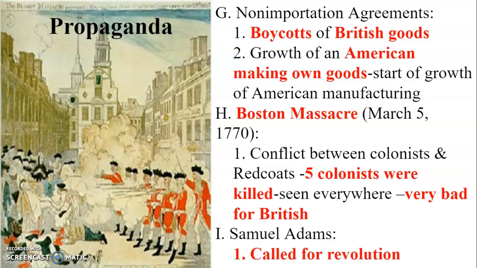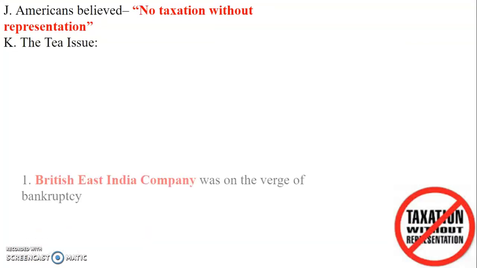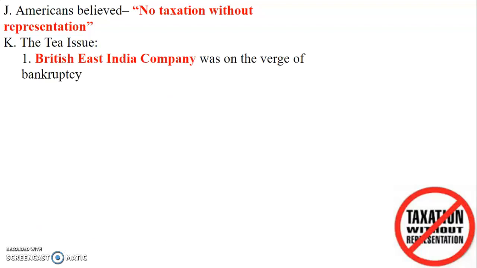We have Samuel Adams calling for a revolution. Samuel Adams was a founding father and part of the Sons of Liberty. We have the Americans believing in no taxation without representation. That should sound familiar. The British East India Company was on the verge of bankruptcy. So we have the tea issue.